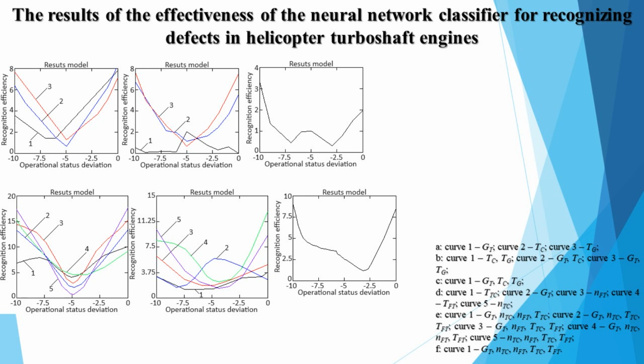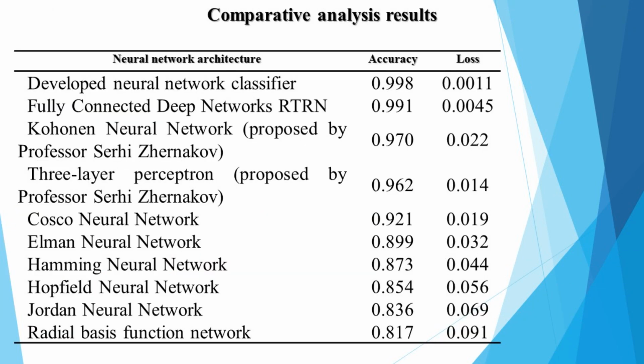This figure shows the results of the efficiency of the neural network classifier for recognizing defects in the helicopter's turboshaft engine, using, for example, the TV3117 engine: fuel consumption, air temperature behind the compressor, gas temperature in front of the compressor turbine, gas generator rotor RPM and free turbine rotor RPM, respectively, and gas temperature behind the compressor turbine and free turbine, respectively. The results of a comparative analysis of the accuracy and error in diagnostics of defects in helicopter's turboshaft engine units on the example of defects in the compressor and compressor turbine are given in the table.